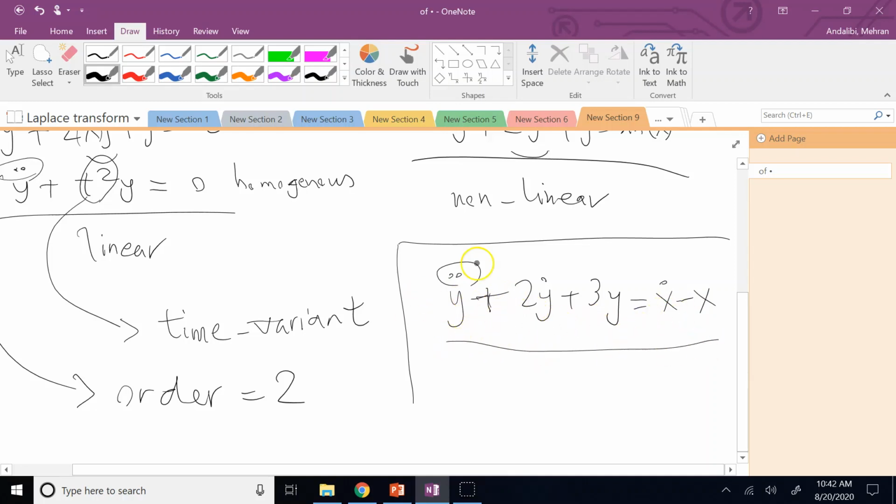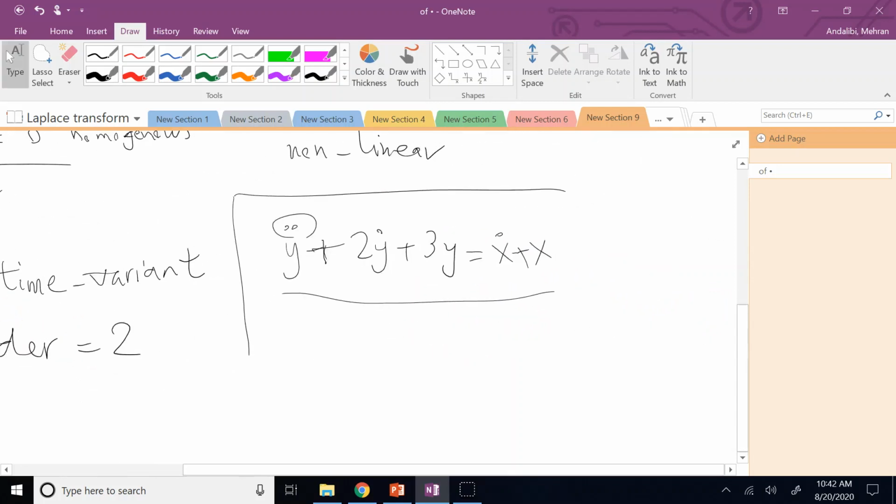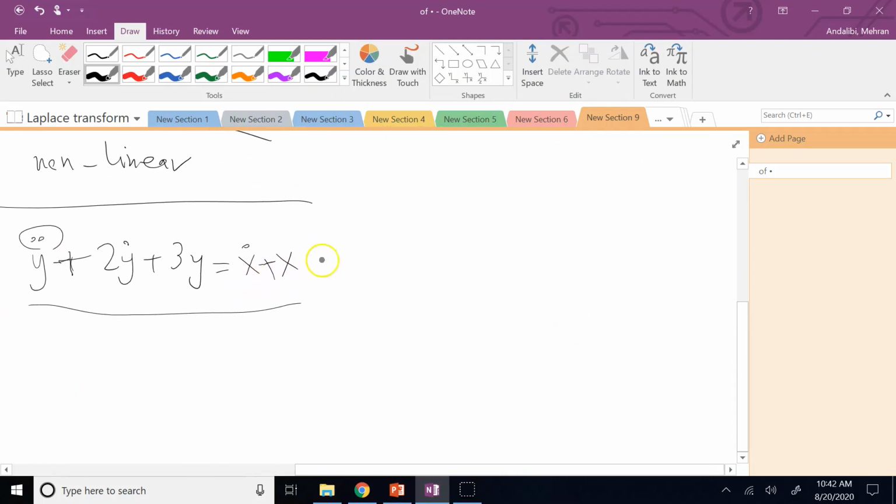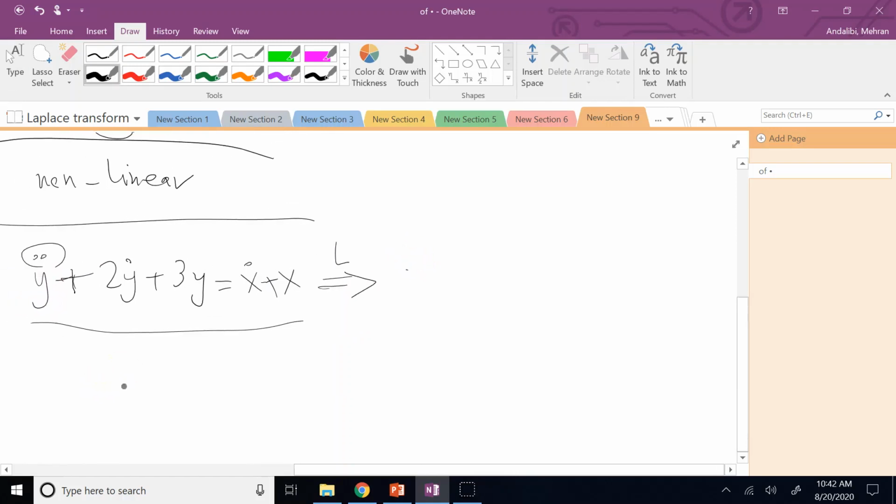On this guy, I can apply Laplace transform, then assume 0 initial conditions, and then find the Laplace of the output over the Laplace of the input and call it the transfer function of the system. So in this case, if I apply Laplace to both sides, what happens? You know, Laplace of y double dot in general is what? It is s squared Laplace of y minus s times y at 0 minus y dot at 0.